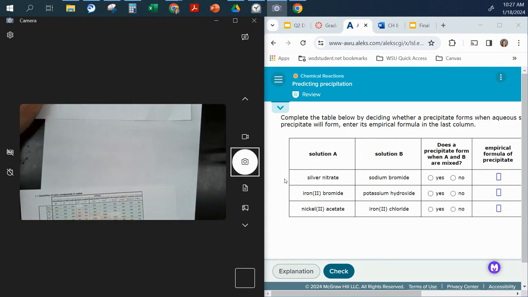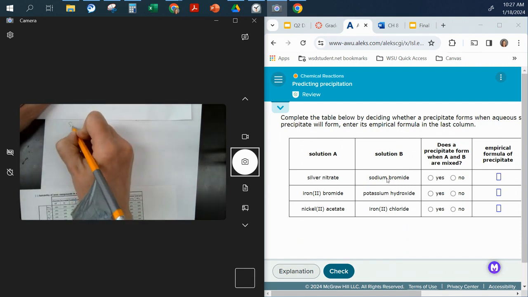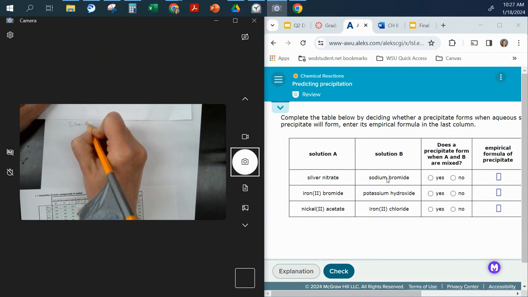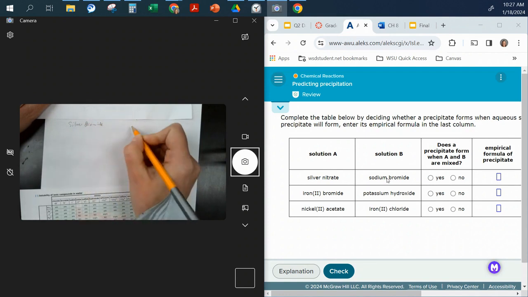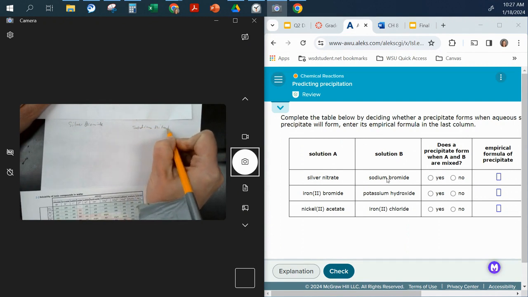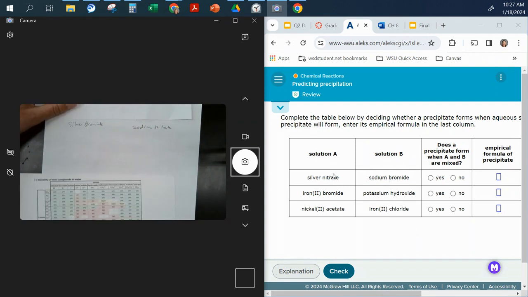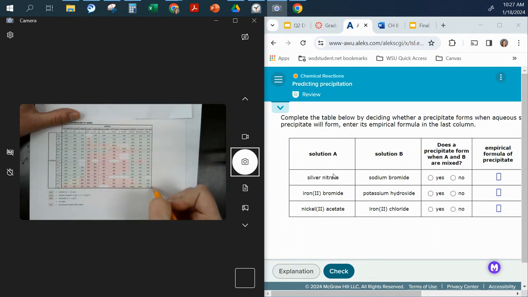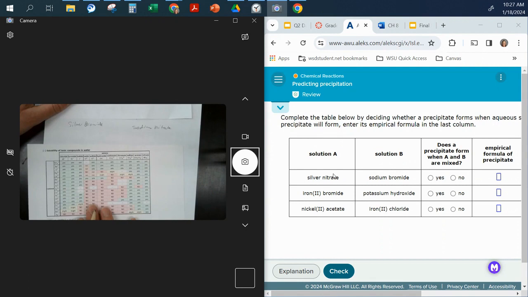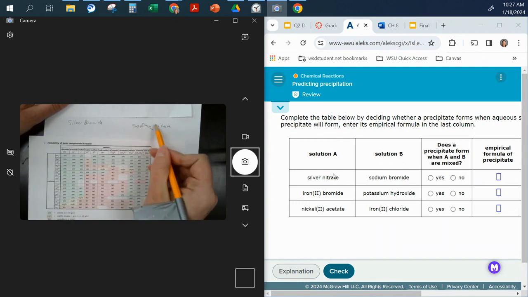All right, so the first one is silver nitrate and sodium bromide. So silver nitrate is soluble, sodium bromide is soluble because they gave them to me, okay? So then I'm going to switch the metal and the non-metal. So let's do that first. Silver bromide. So I'm going to check silver bromide. And we're going to check sodium nitrate. Okay, nitrates, if you look on here, nitrates are always soluble. So if you need a shortcut, none of them are precipitates.